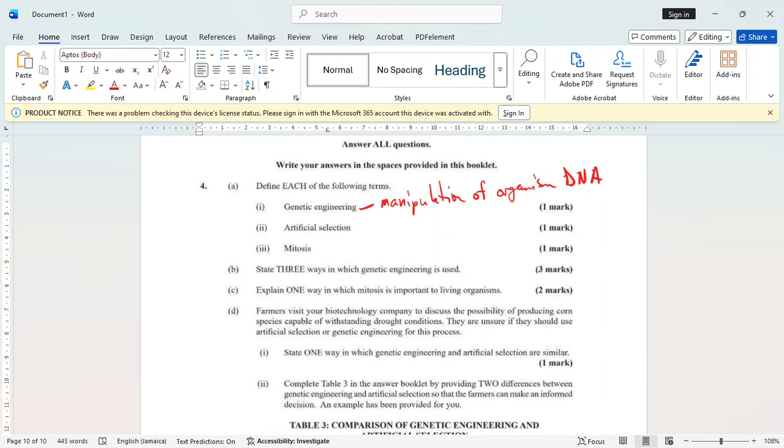Now, mark you, in terms of manipulating, the questions further down speak about what it is used for. So it does have its benefits, because you have crops that would not have survived in a certain drought condition. You have crops that are more resistant to pests and diseases. You have animals that tend to even grow faster. A prime example is the chicken.